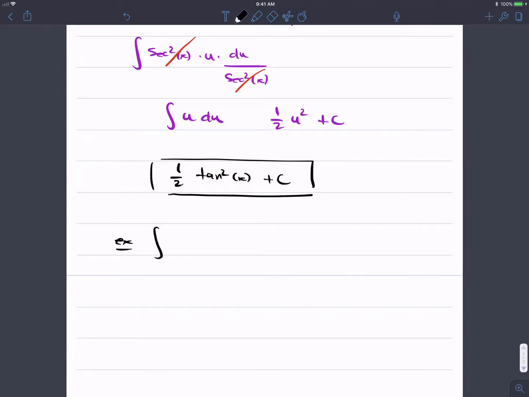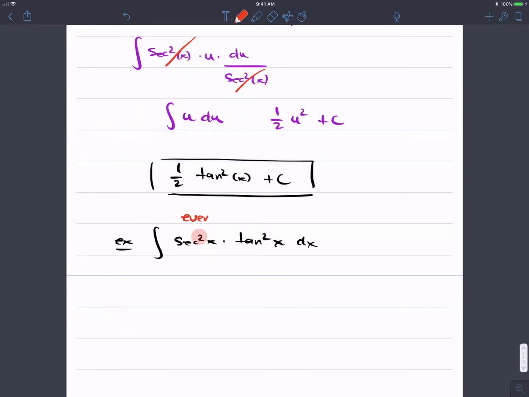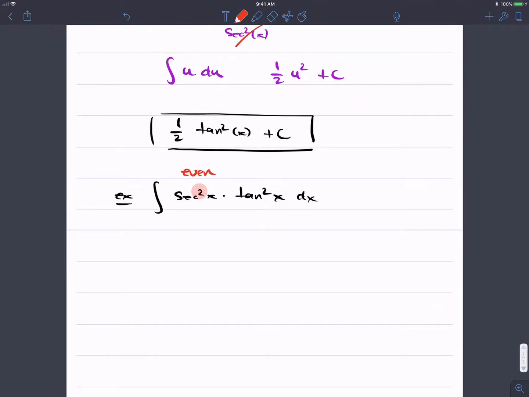Let's look at another example here. If we say we have the integral of secant squared x tangent squared x dx, we notice we have an even power here for secant. Now going with the exact same approach, we let u be tangent, that gives you du being secant squared x dx, because we're going to differentiate u with respect to x.